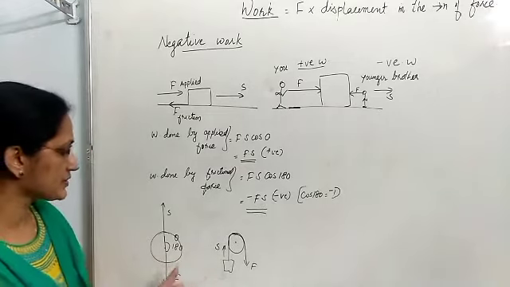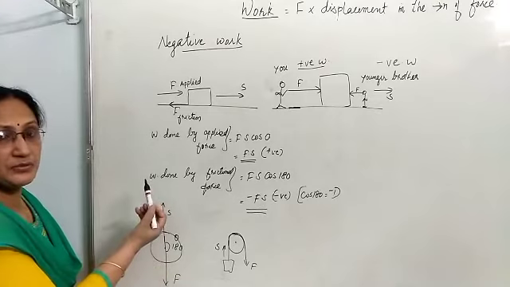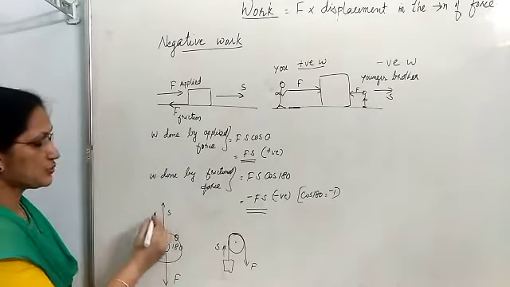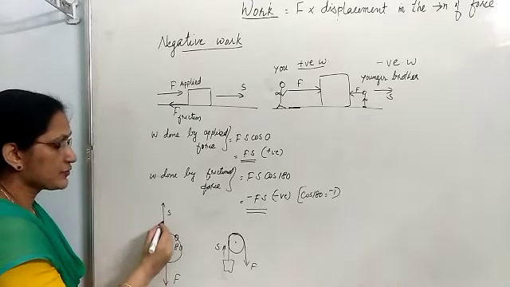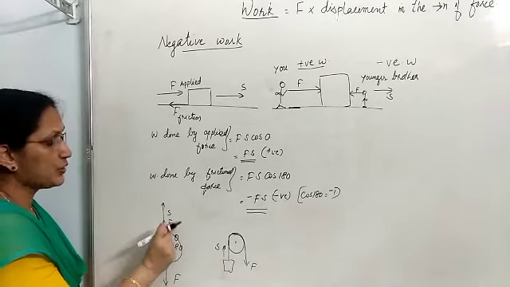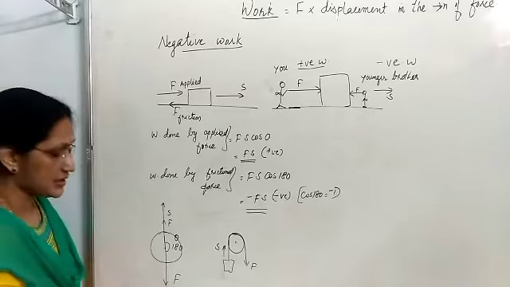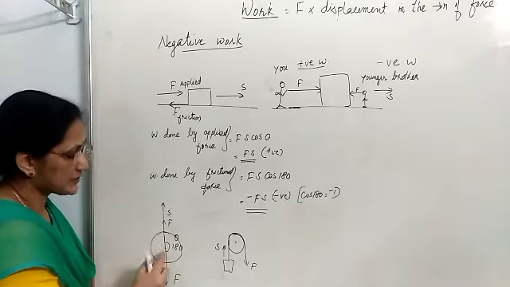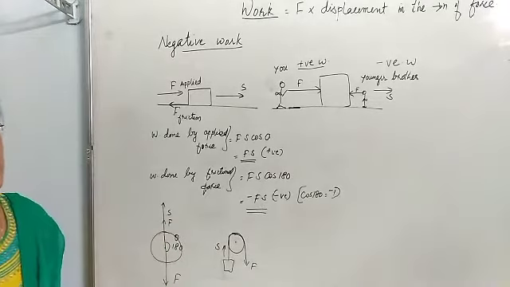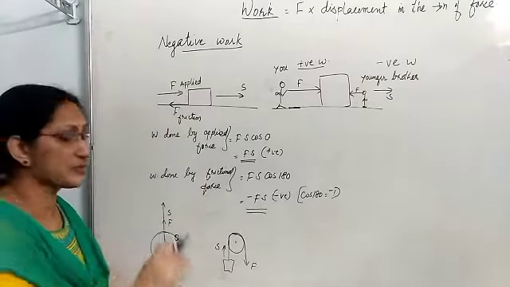See some more examples. When a body moves opposite to the gravitational force. Suppose you are throwing a body vertically upward. So you are applying the force in this direction. Displacement is in the same direction. So your work is positive. But what about the work done by gravitational force? Gravitational force and displacement are at 180 degrees. So in this case, gravitational force is doing negative work and the thrower is doing positive work.